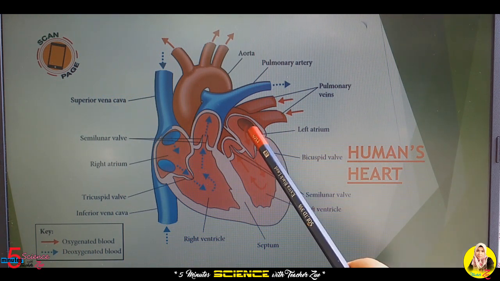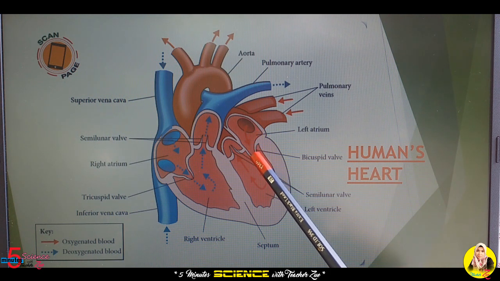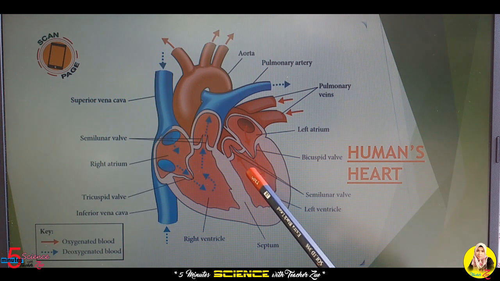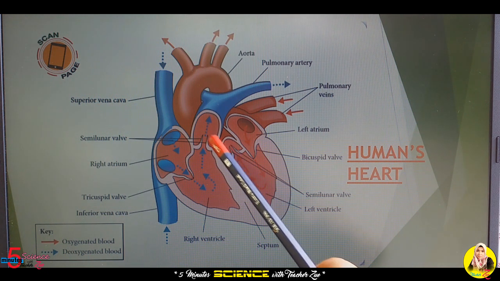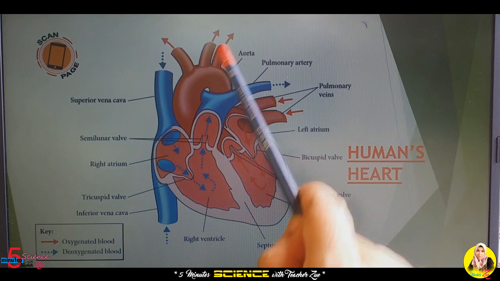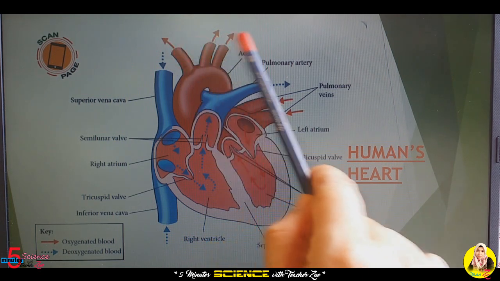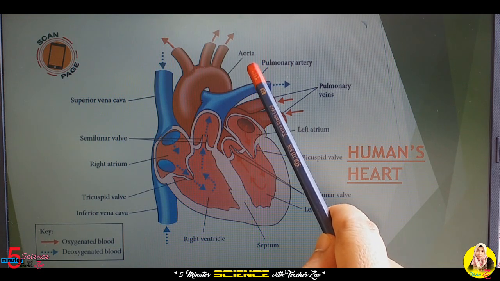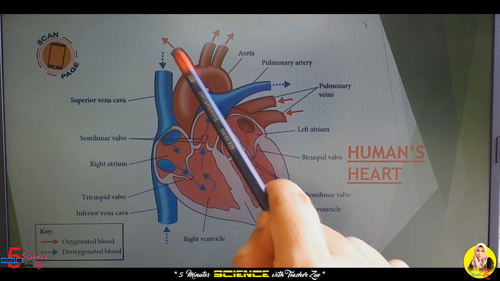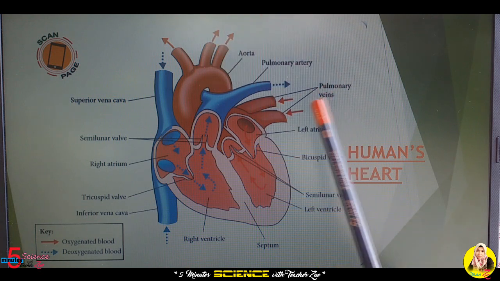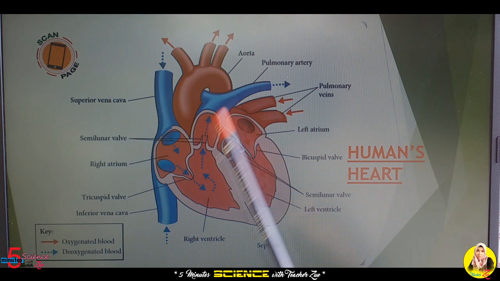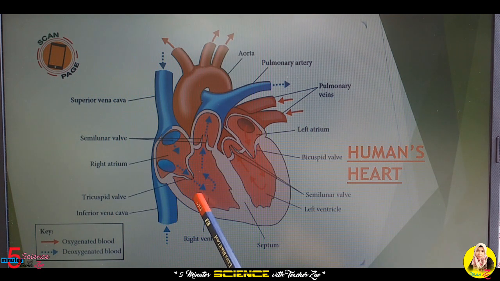After the left atrium, it will flow through the bicuspid valve into the left ventricle. After the left ventricle, it will flow into the body cells through the aorta. This means the aorta transports blood to the whole body. The red arrow means oxygenated blood. The blue arrow means deoxygenated blood.